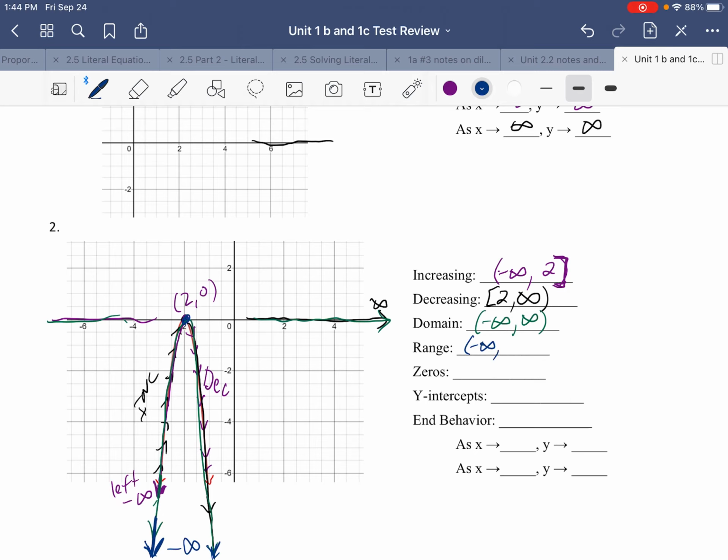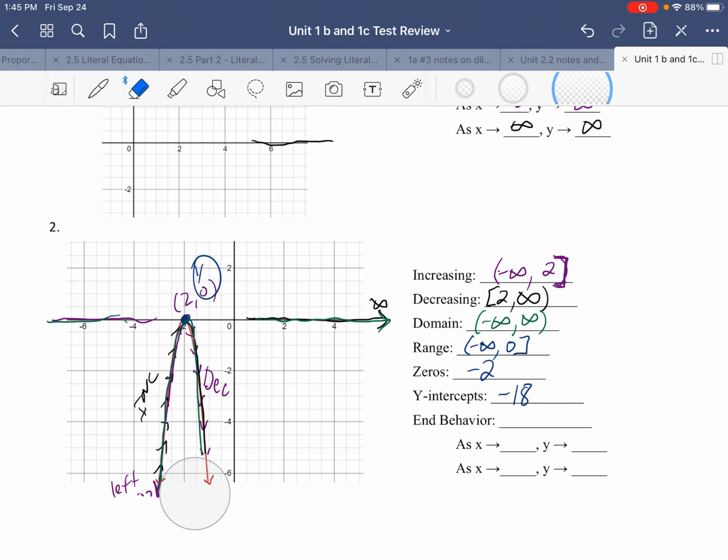And where's it going to top out at? It's going to top out at the y value of 0. Zeros, negative 2. Y-intercept: where's it going to cross the y-axis? 6, 8, 10, 12, maybe negative 20, negative 18, somewhere in there. Anywhere's close. Anything really smaller than negative 6 should be fine.